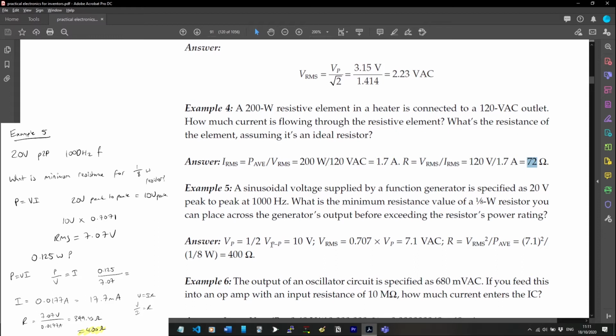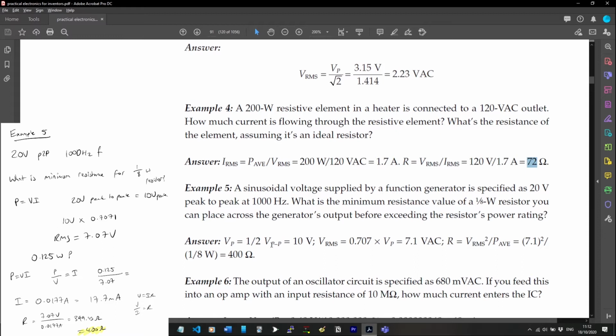All right, so example 5. A sine wave voltage supplied by a function generator. Okay, too many words for me. So anyways, a sine wave by a function generator, cool, all irrelevant information. It's specified as 20 volts peak to peak. Interesting. I haven't really dug into this peak to peak stuff or frequency really. I know we've touched on it, but I haven't done a calculation for it yet. So let's see how this goes. This is going to be an interesting experiment.